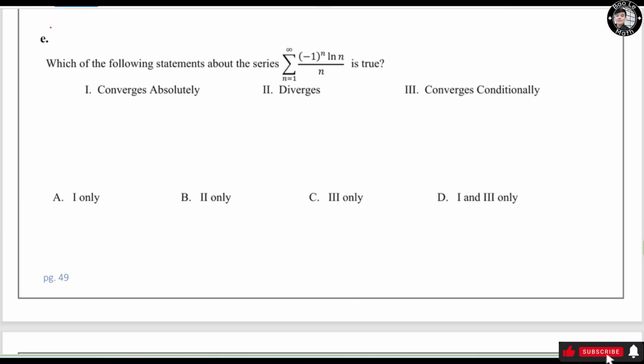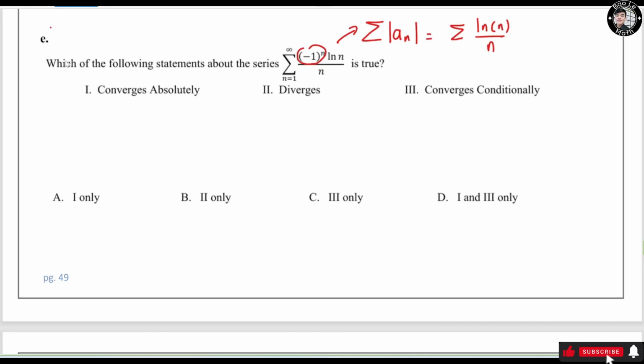Now let's move on to the last question, question E. Which of the following statements is true about this series? Alright, so first we need to check this series of absolute value of a sub n, to see if it converges or diverges, right? So this guy is the same thing as the series of ln n over n, right? Because when you check the absolute value of this guy, it's going to be positive, right? Now we're going to check this one, right?